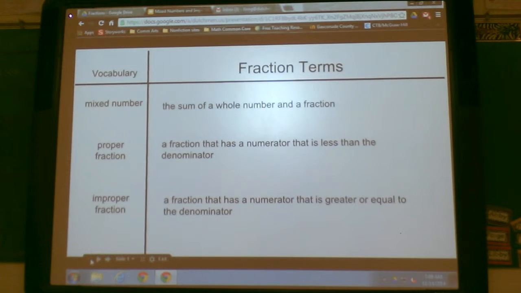Alright, we're going to continue talking about fractions today. We've already talked about how to simplify or to reduce them. Now we're going to talk about mixed numbers and improper fractions. So before we begin, we need to have a few vocabulary terms.